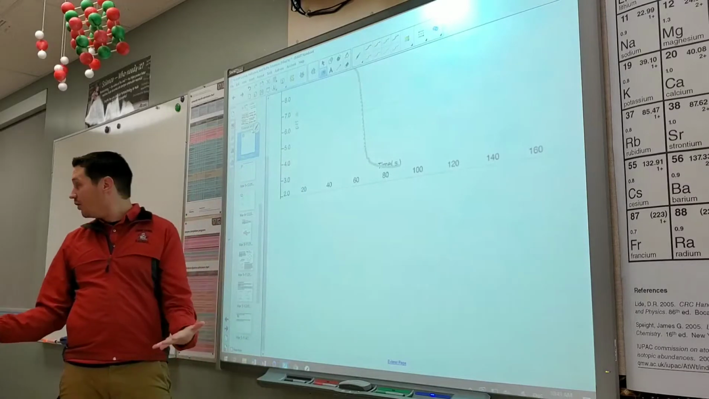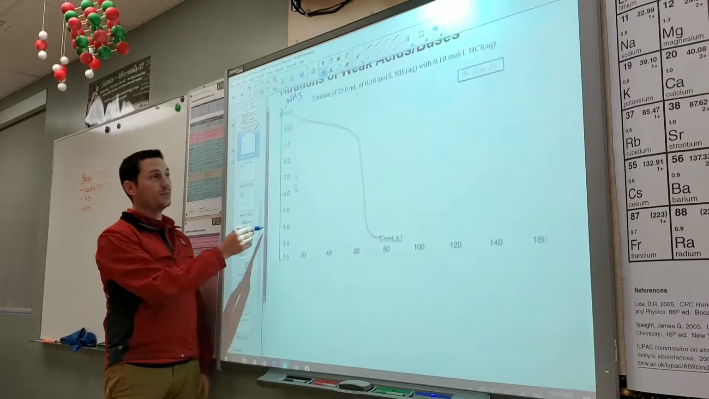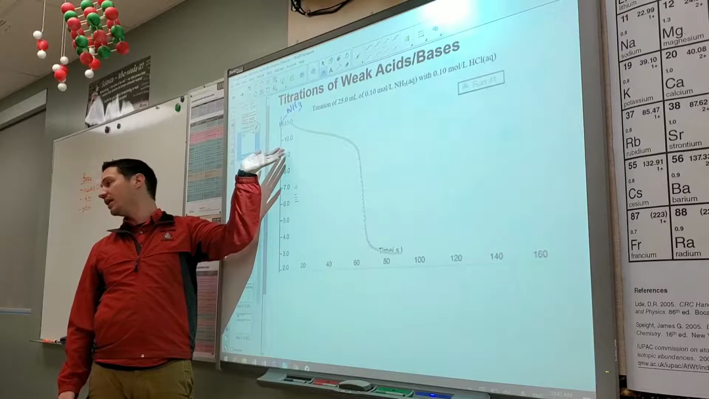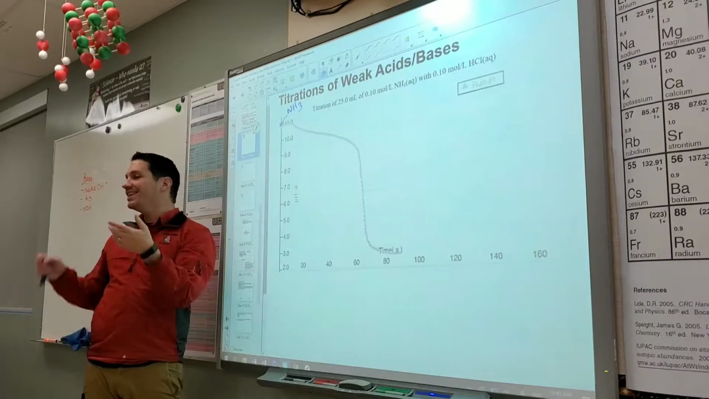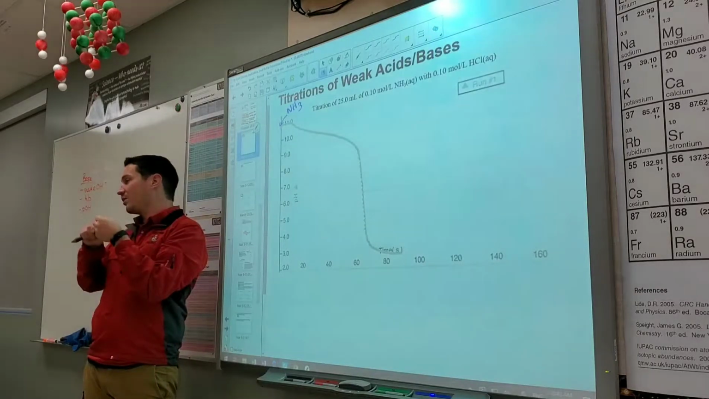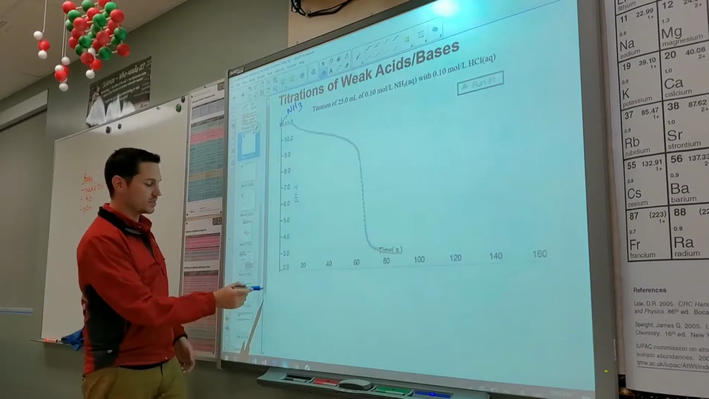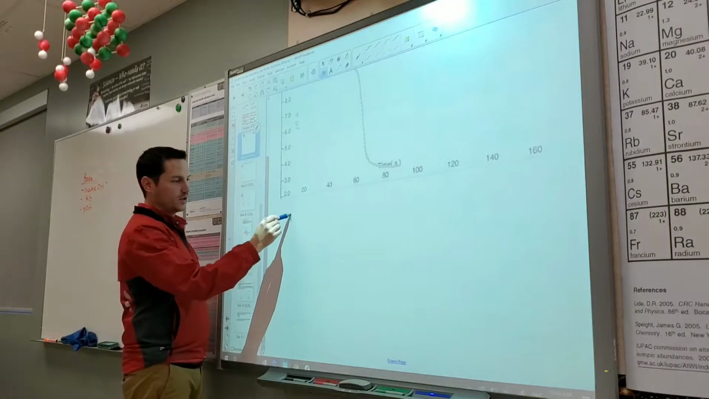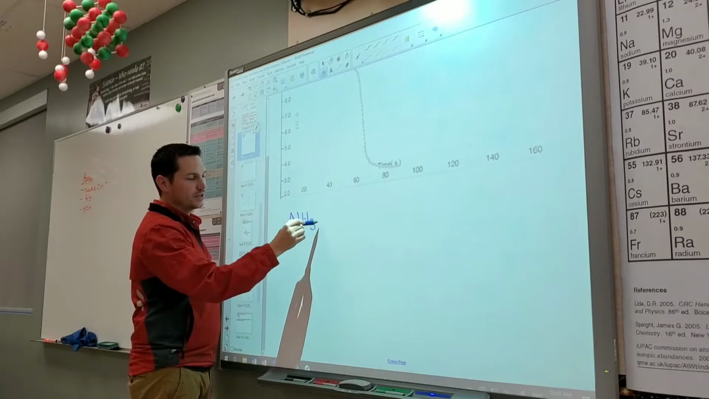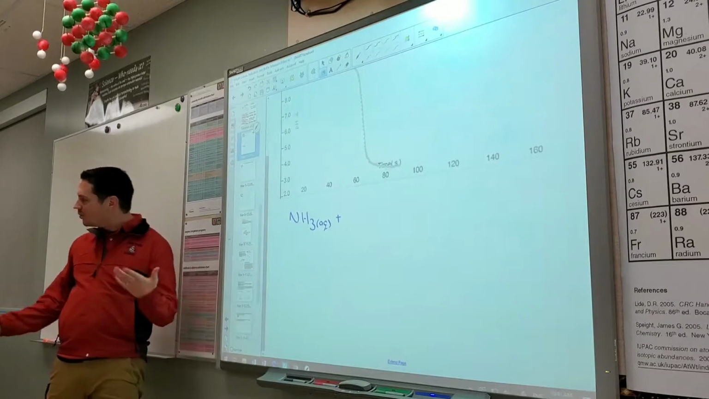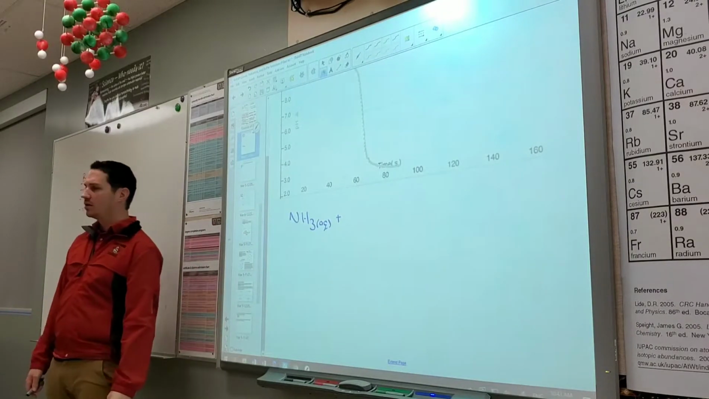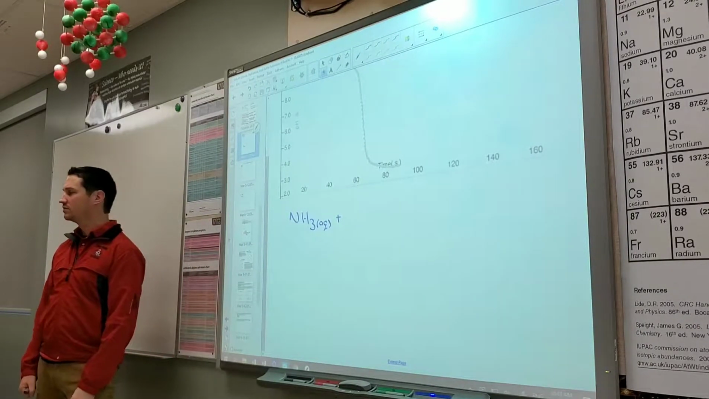So, what's the strongest base that we have in our solution right now? NH3, right? We have a little tiny bit of hydroxide, but it's like 1 out of 100. It's not a large concentration. So our NH3 is reacting with what? What are we adding to the NH3? HCl. HCl, right?